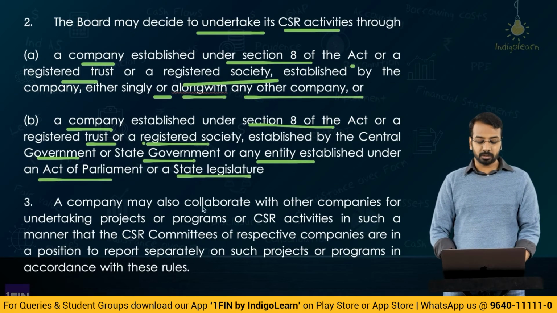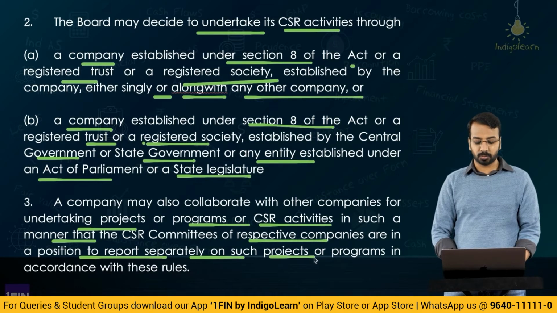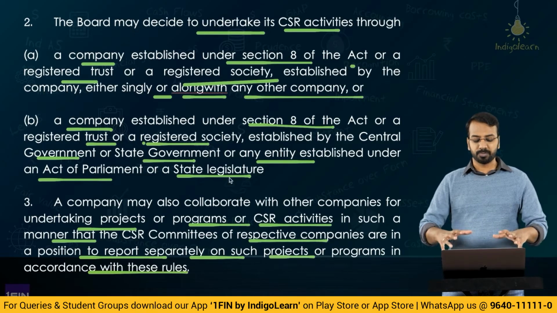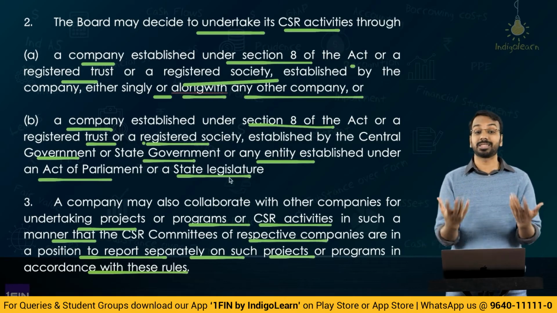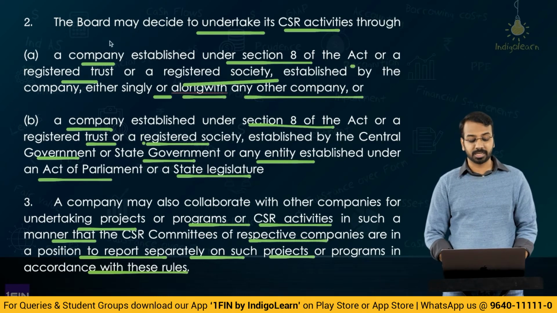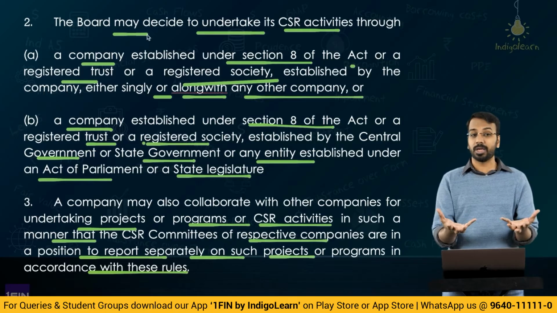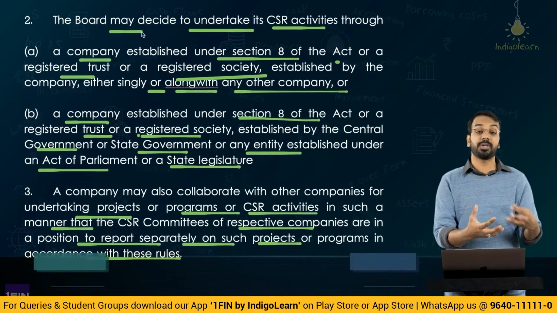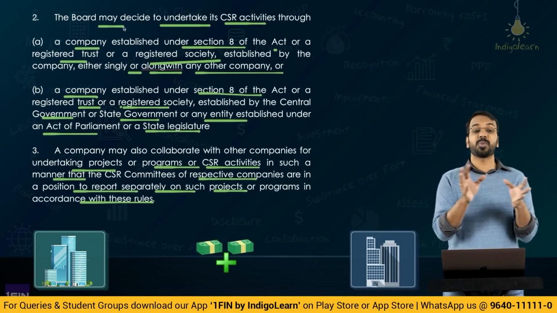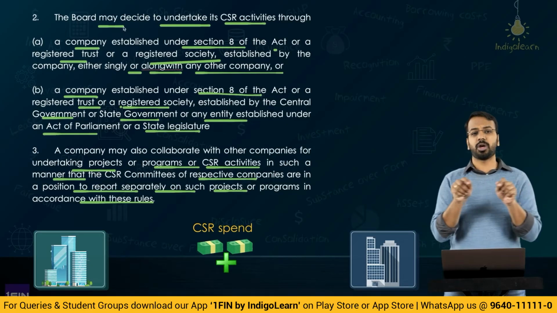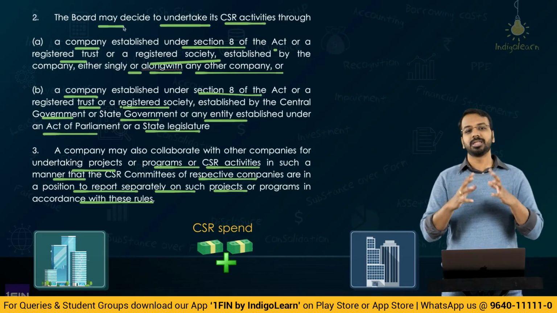Then, a company may also collaborate with other companies for undertaking projects or programs or CSR activities in such a manner that the CSR committees of the respective companies are in a position to report separately on such project programs in accordance with this rule. So, you can also collaborate. See, it is not necessary to have a company. What it says, the board may decide to undertake it through these kind of companies. Otherwise, what they can do is, they can collaborate with some other company. That company may be spending on some CSR activities. You also join hands with them and you implement the CSR activities.